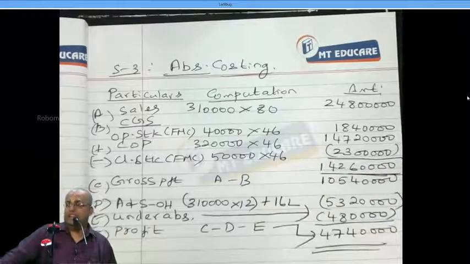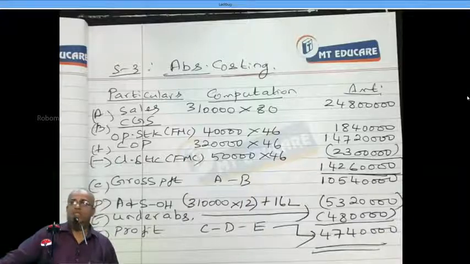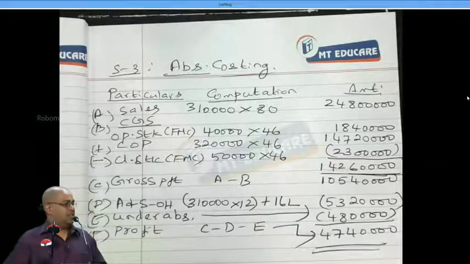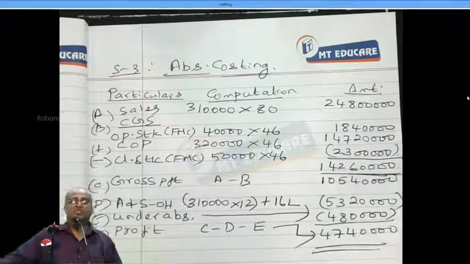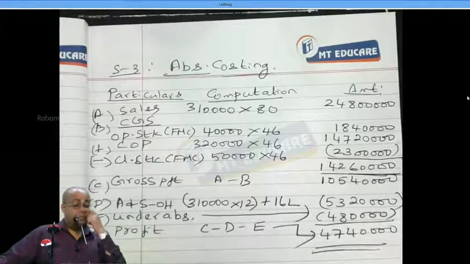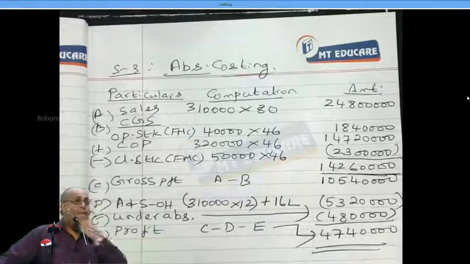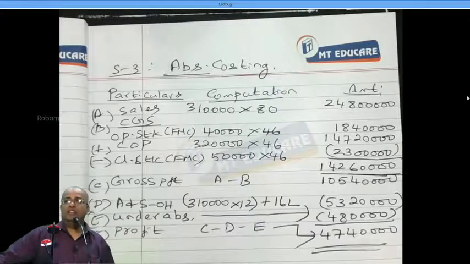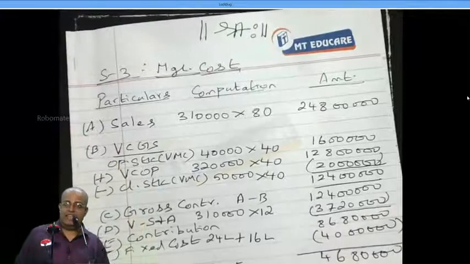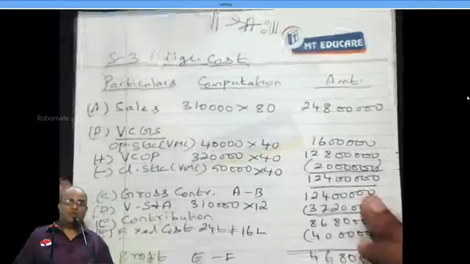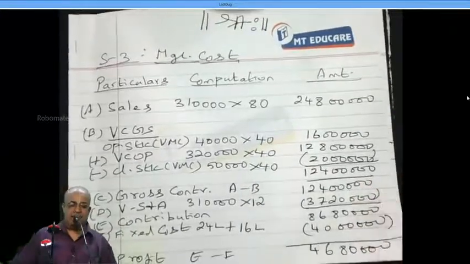Step 2, reconciliation. Underline that. Can I start or not? First, marginal costing profit. Tell me the amount. What is marginal costing profit? 46 lakhs 80,000.